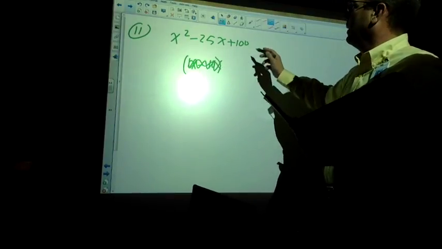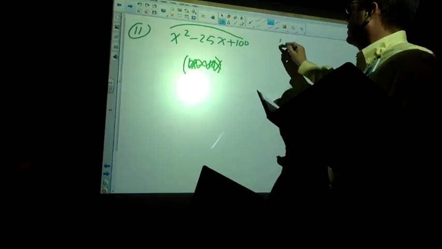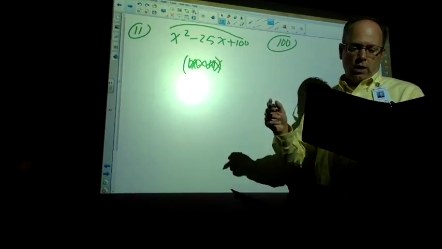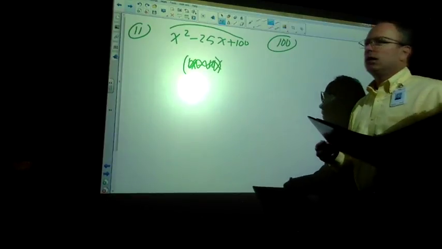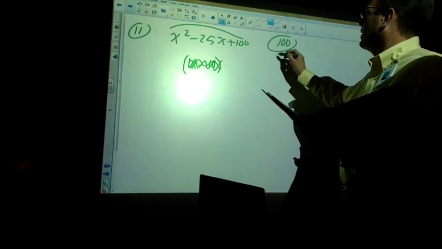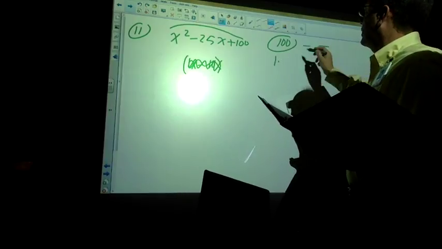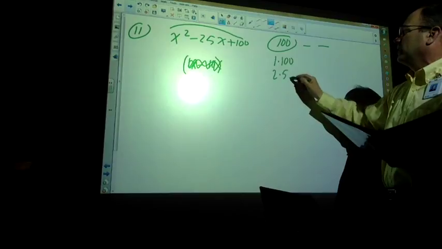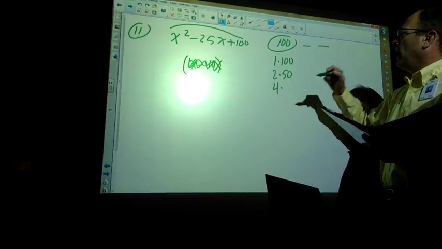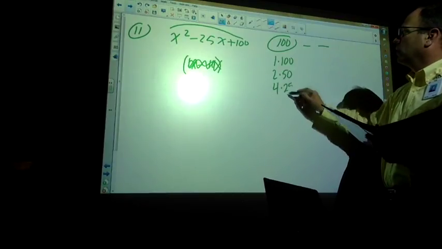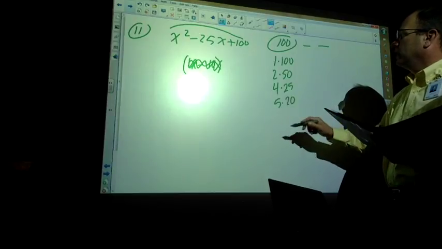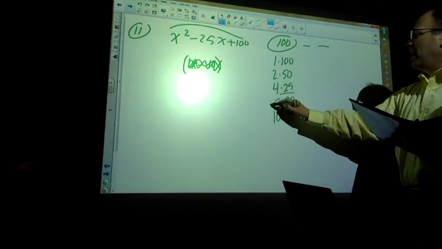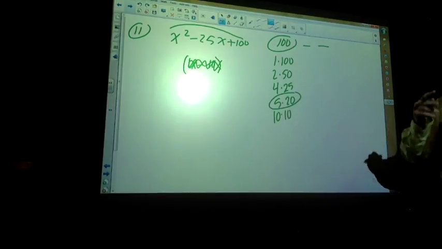All right, so that one won't work. So I'm going to do factors. Why can't we just unsquare everything? Because if I add them up, that would become 20x, not 25x. They're both negative terms: 1 and 100, 2 and 50, that's not going to work. 4 and 25 doesn't work. 5 and 20 looks like it'll work. Then 10 and 10.